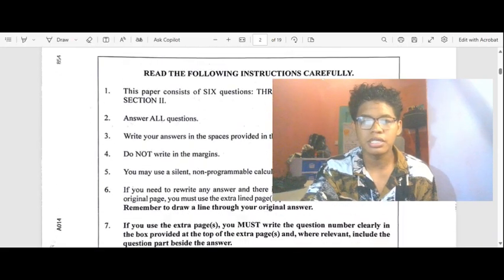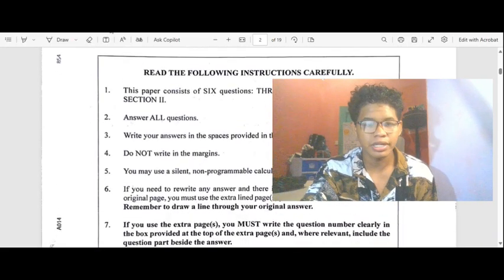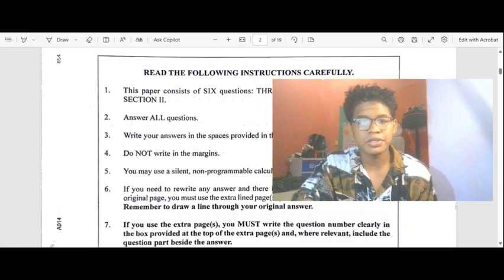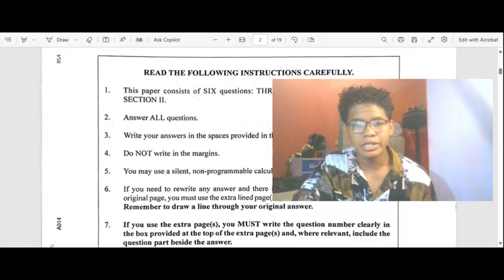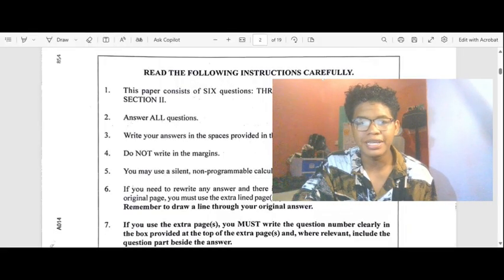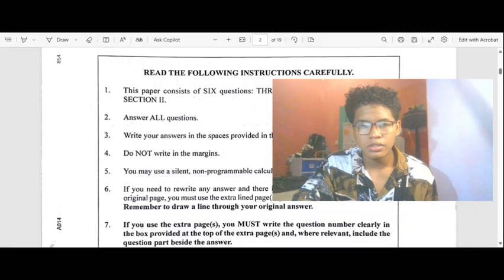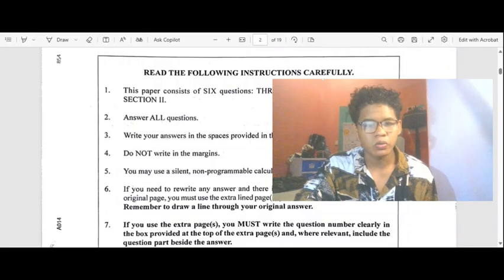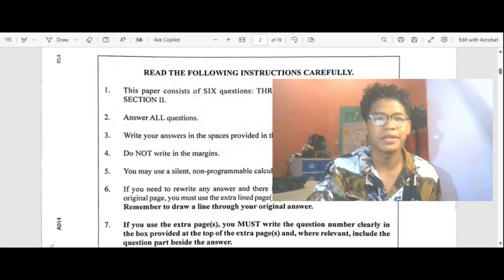So let's take a look at the instruction before we start. It says this paper consists of 6 questions, 3 in section 1 and 3 in section II. Answer all questions, write your answers in the space provided in the booklet. So we have to answer all of the questions. We're trying to answer question 1 to 2 today. We'll not answer everything in this video, but let's see what's going on here, guys.